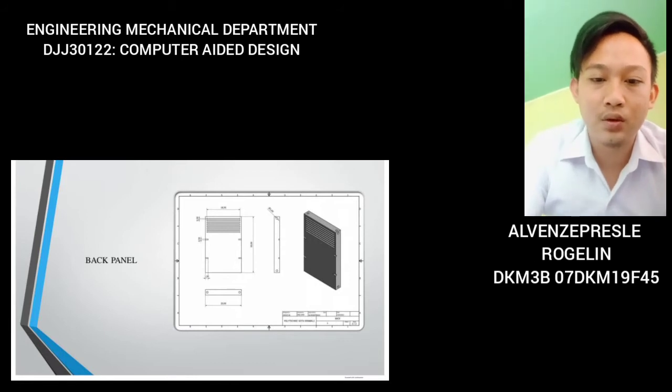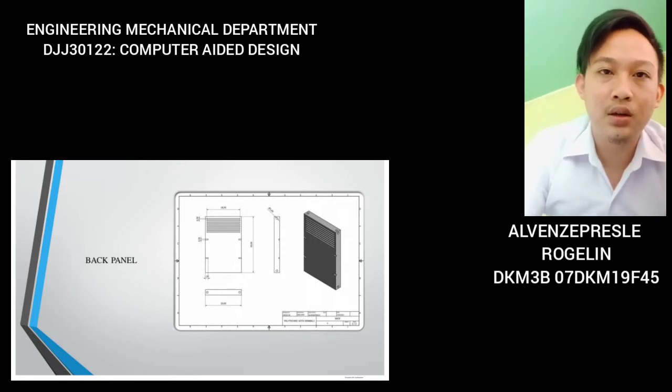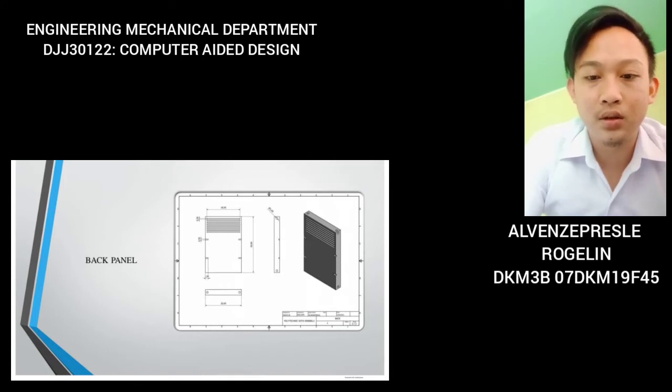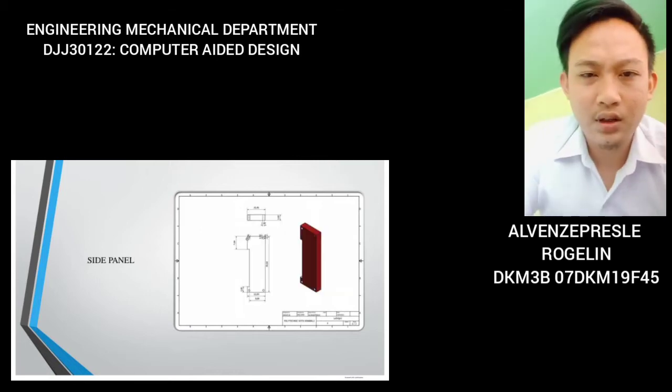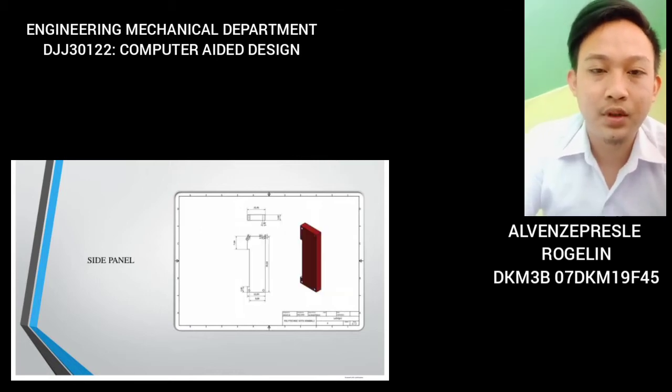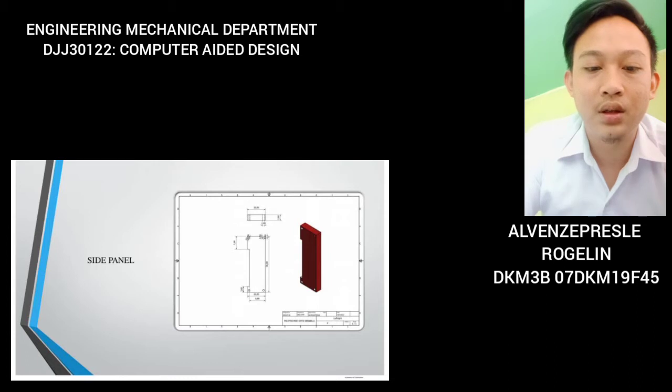The back panel has 20 diameter of length and 30 diameter for the height, and has two holes at the side, each 1.0 diameter. And the next part is the side panel. The side panel has a height of 30 millimeter, and the length of this part is 10 millimeter. This part has 4 holes, and all those holes are 1.0 diameter.